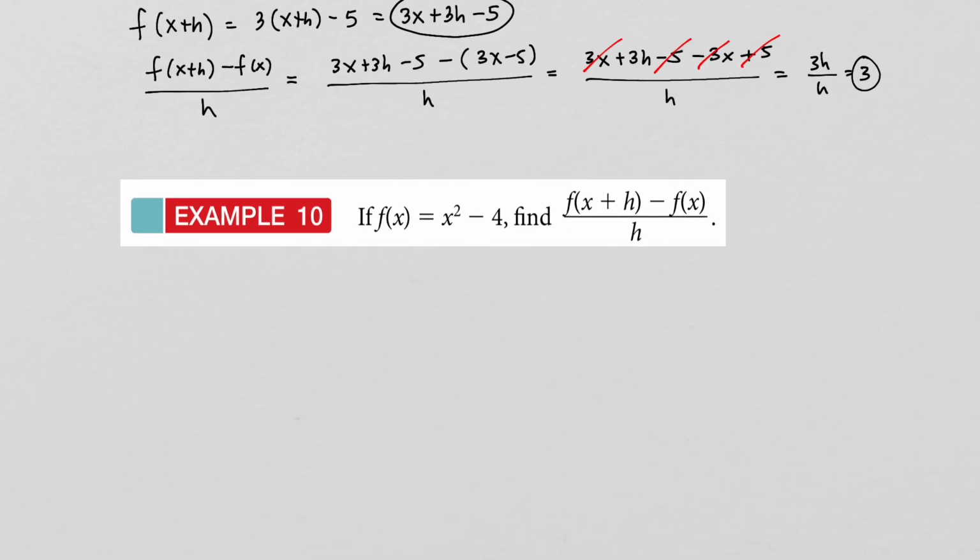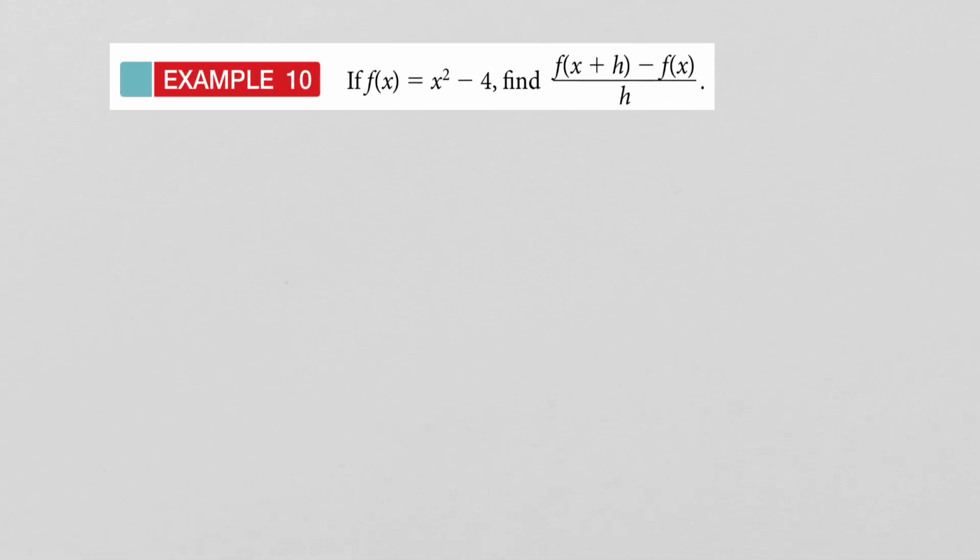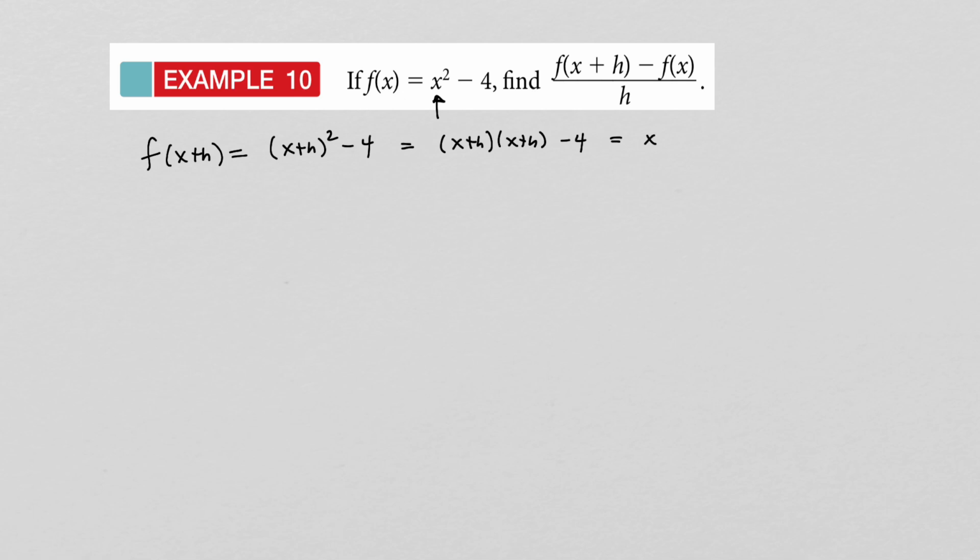Now for the second one, same idea. To find the difference quotient using this formula, we're going to need f of x plus h, which in this case, since the function is x squared minus 4, that's going to be x plus h quantity squared minus 4. If you multiply this out, that's x plus h times x plus h minus 4. Continuing with the multiplication, skipping some of the details here, you end up getting that quantity.